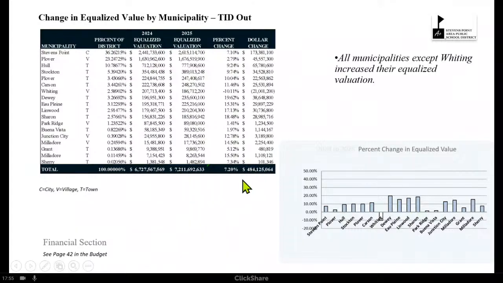That's for all of our municipalities, but by municipality it varies. Some municipalities went up more than 7.2%. If that happens, they're going to have a larger share of the levy. Some went up less than 7.2%. They're going to then have a smaller share of the levy. Whiting actually went down 10%. So that's the only municipality where equalized value went down.